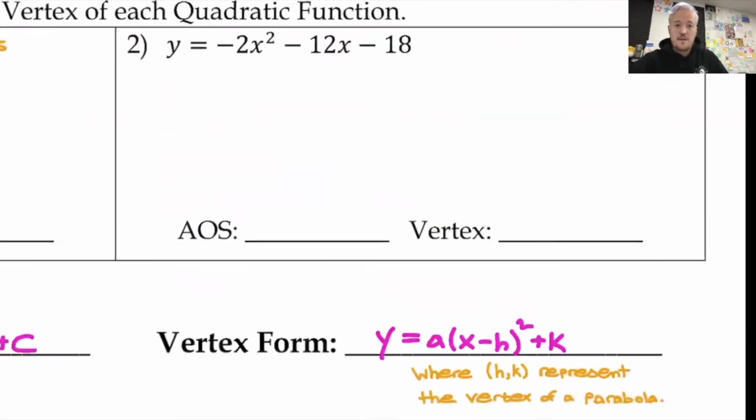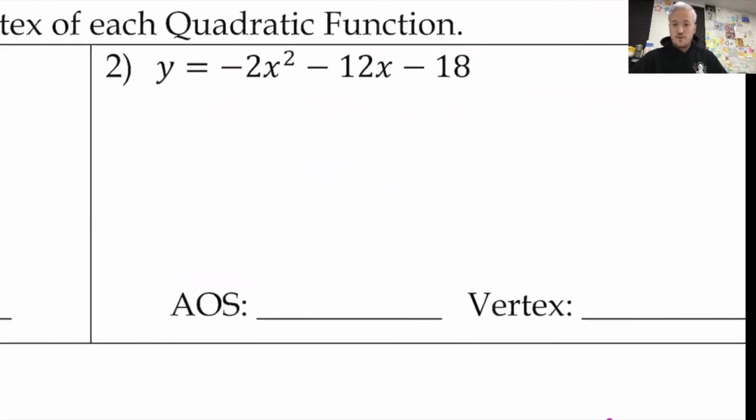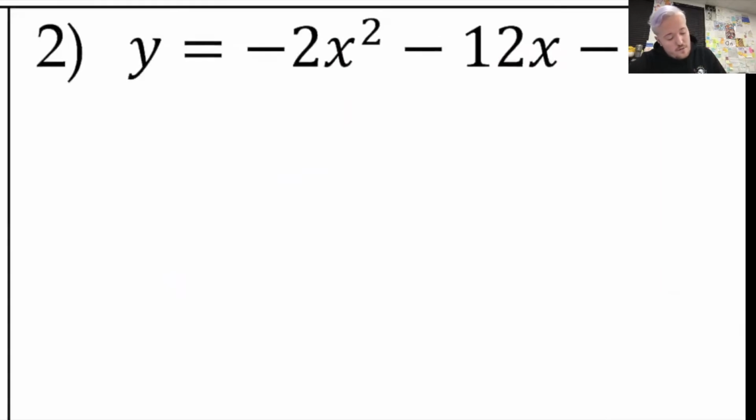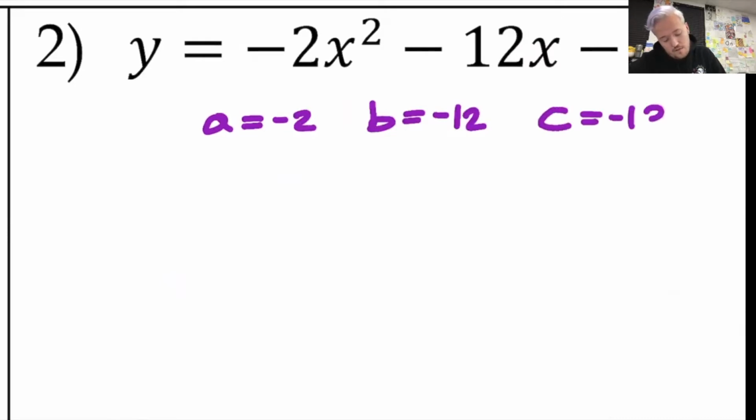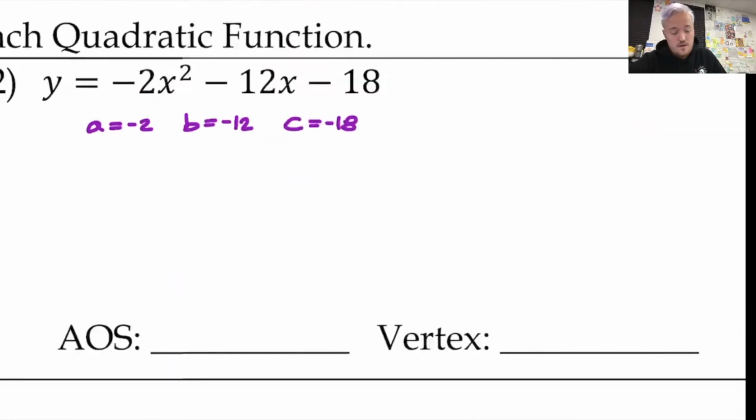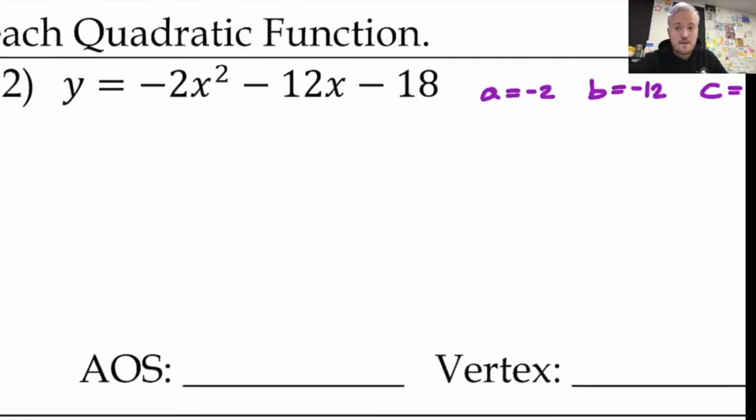All right, so same idea on this one. I would say pause here, try this one on your own, and see what you get. Or if not, we'll just keep going. So starting off, you have an A value of -2, B value of -12, and a C value of -18. All right, throw it up there.